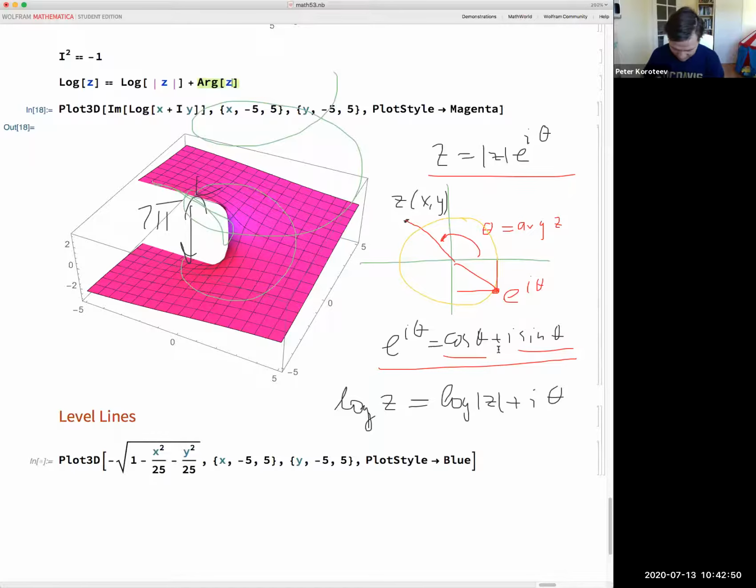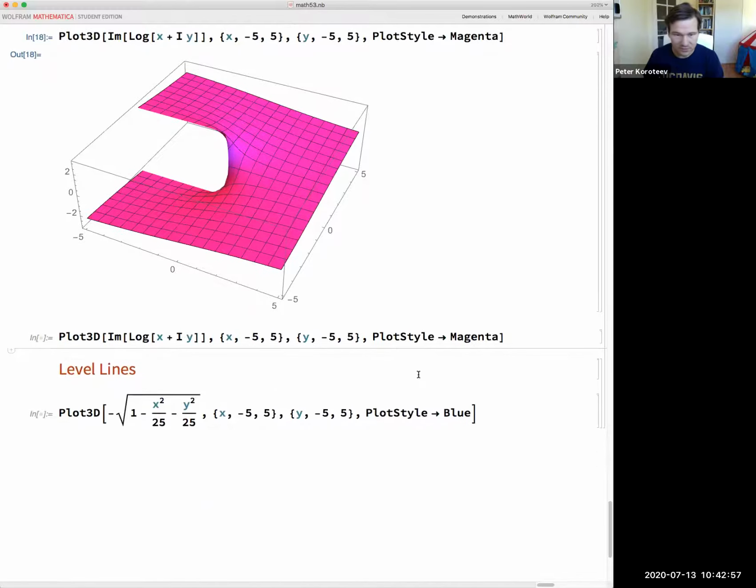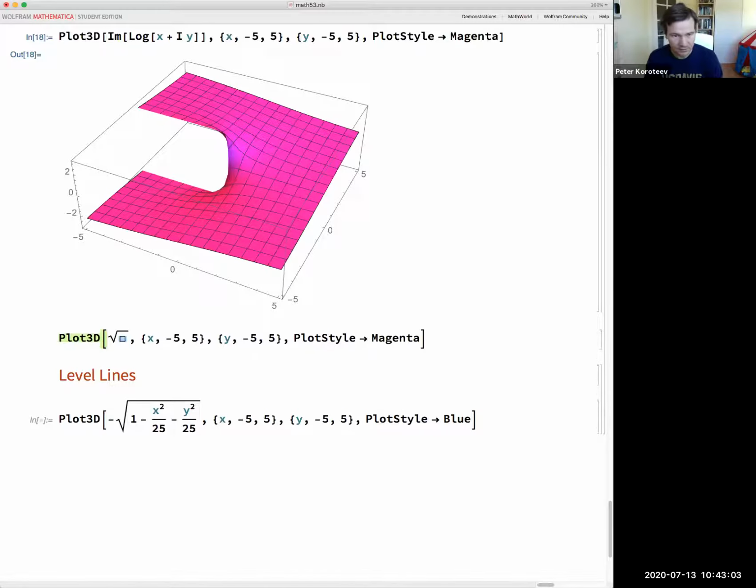Okay, but I think it's worth mentioning. I should not lose the opportunity to talk about these different branches, right? So let's just take the square root of x plus, I'm going to do iy here.